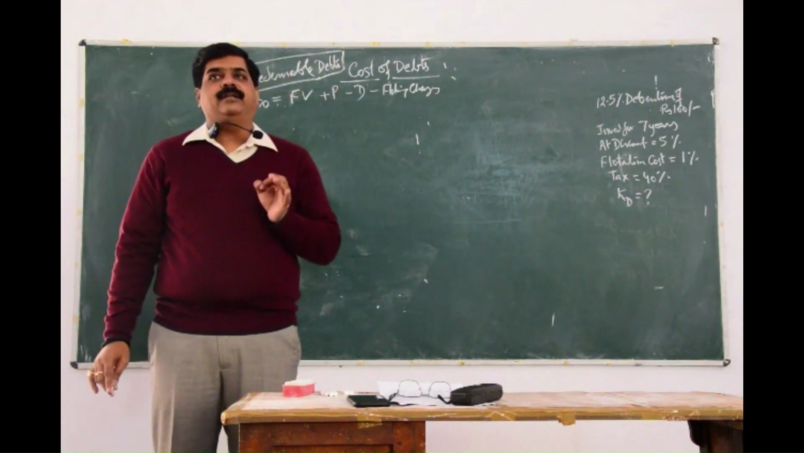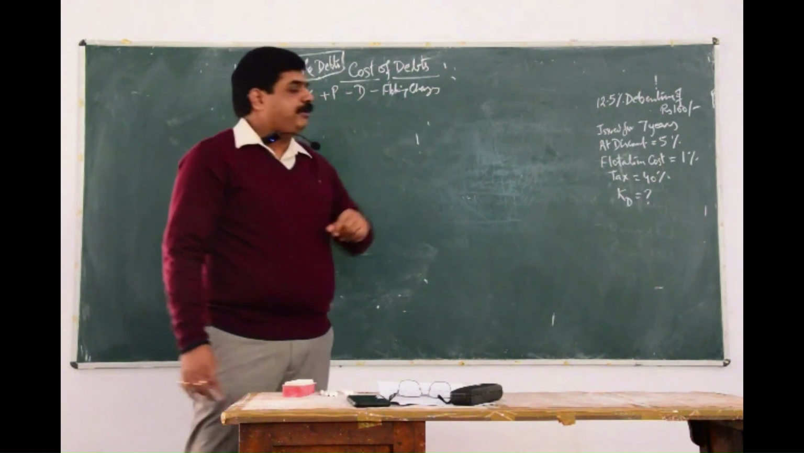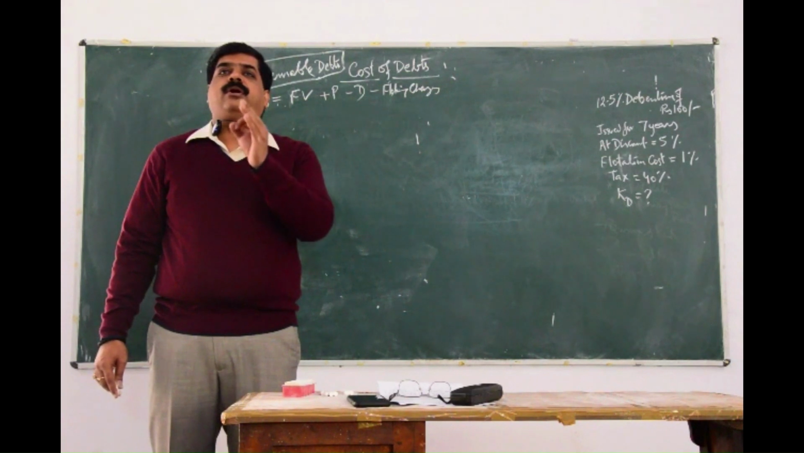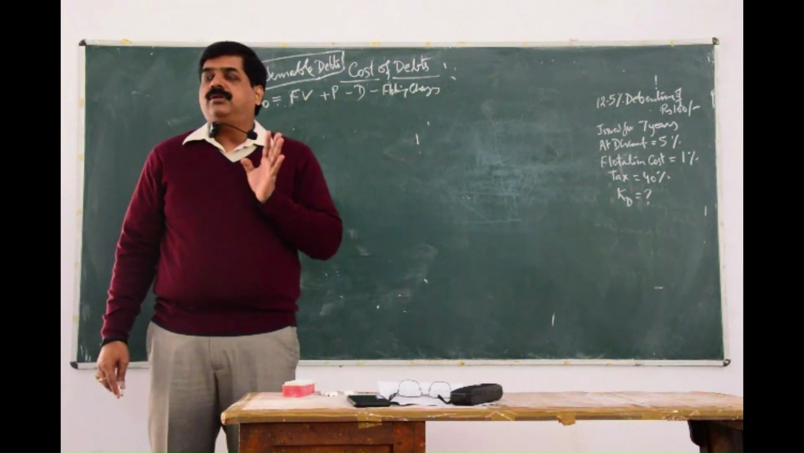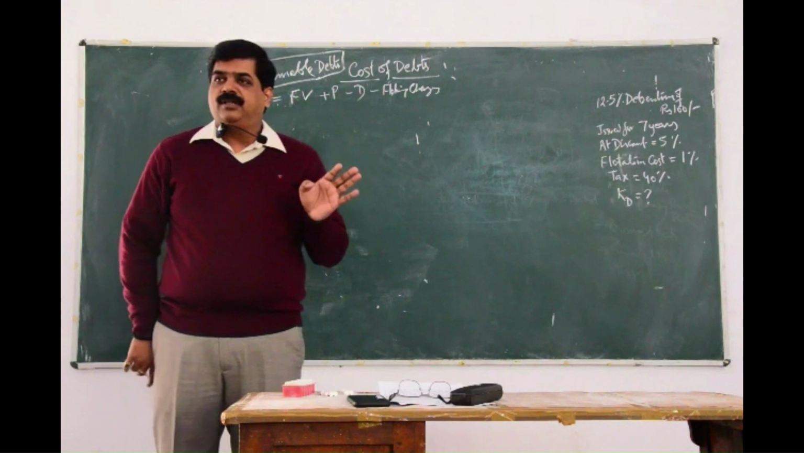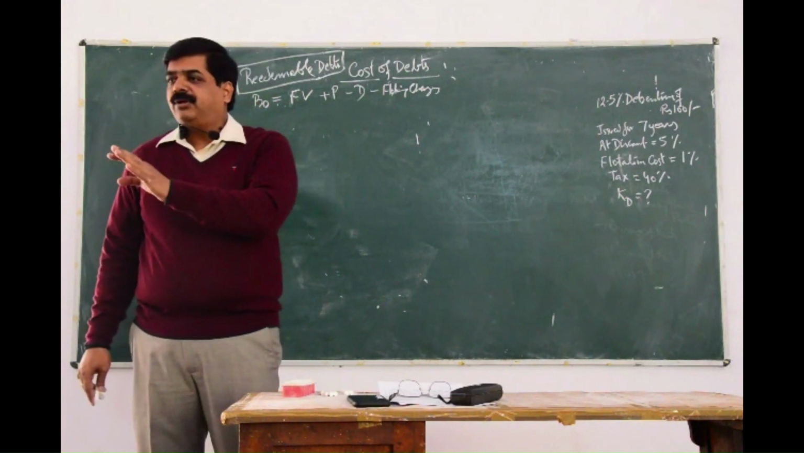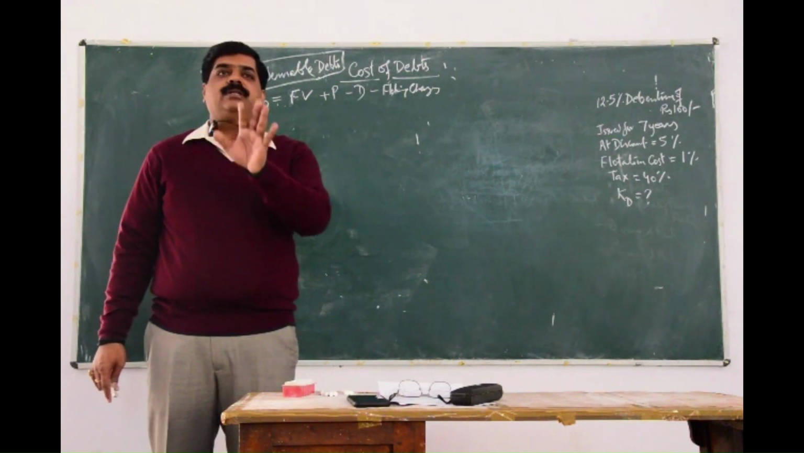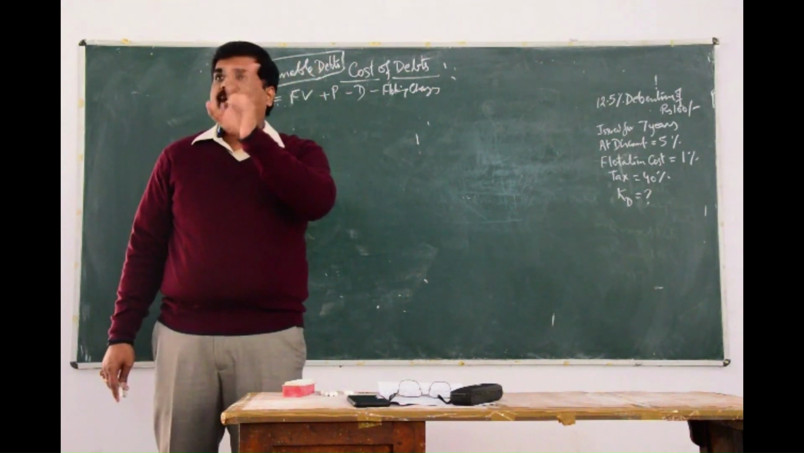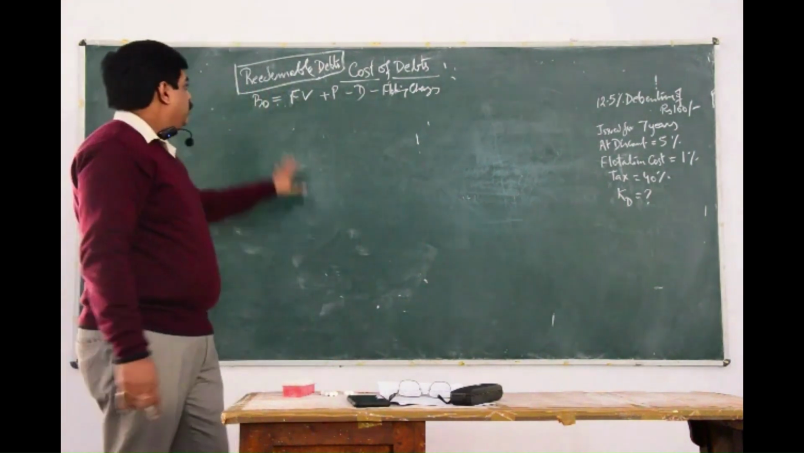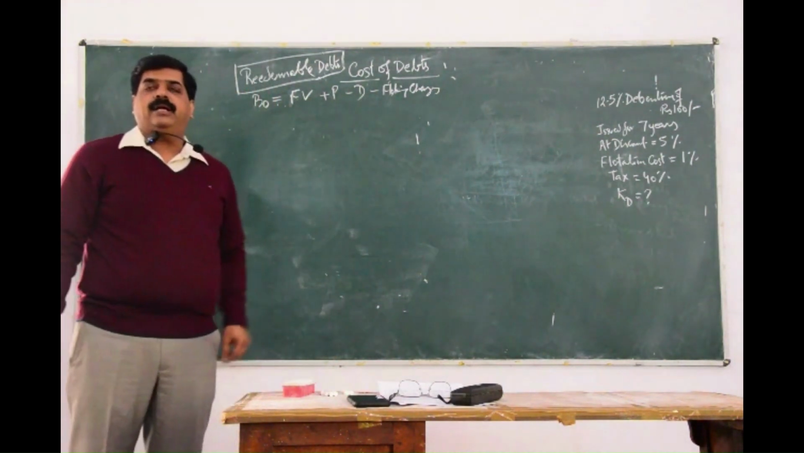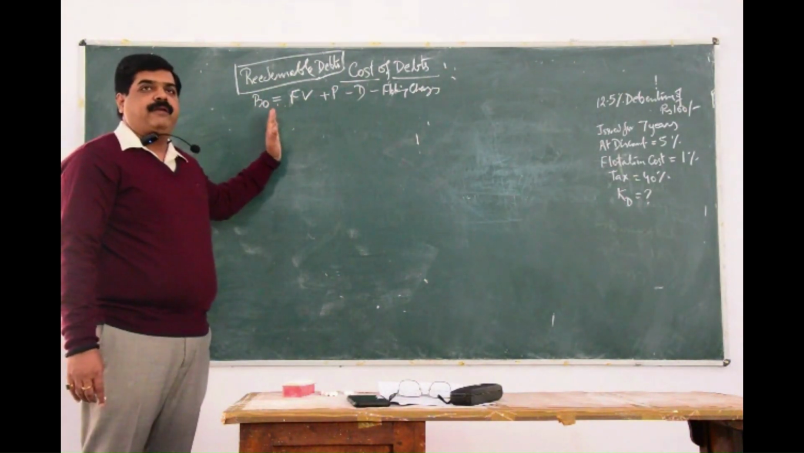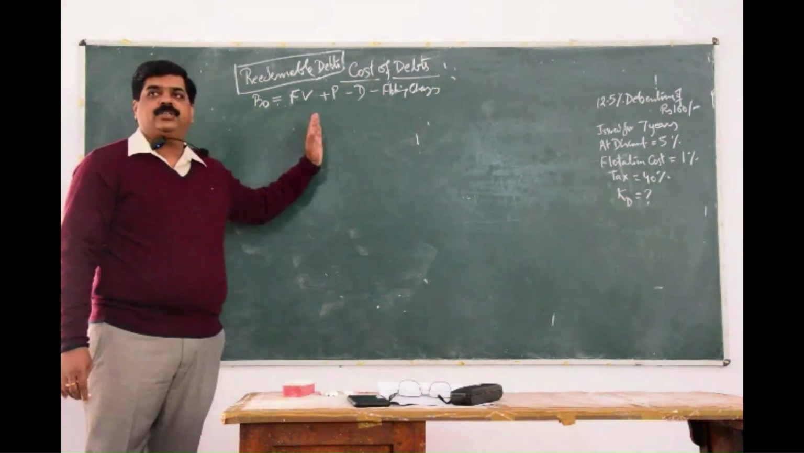Second most important thing: interest is always calculated on face value, not on the issue price. Issue price may be at premium or at discount, but that is not considered. Interest is always given on the face value. These two things you are supposed to keep in mind. So in this way we are able to calculate the issue price. Now we have to equate the right hand side with the left hand side.